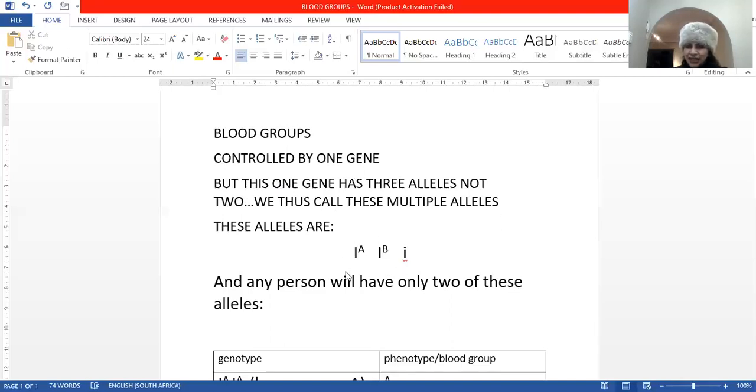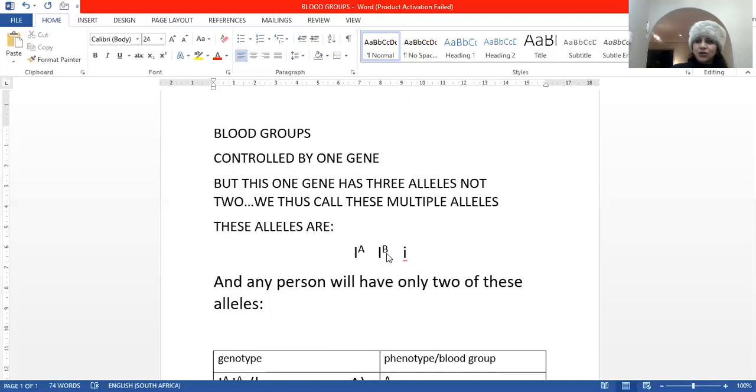Now, because there are three alleles and not two, you come up with different phenotypes, in this case 4 different phenotypes. And those phenotypes are the blood groups. For example, I am blood group O. What are you? It is important that you know your blood group, and if you don't, find out. I am known as a universal donor, so if you need blood, I am the one who can donate blood. Universal donors can donate blood to anybody.